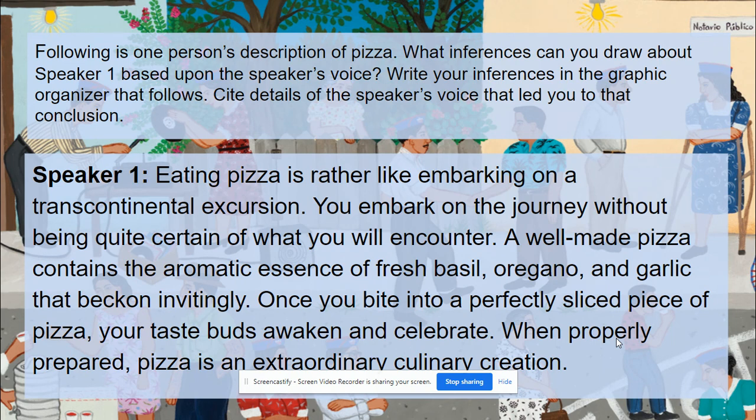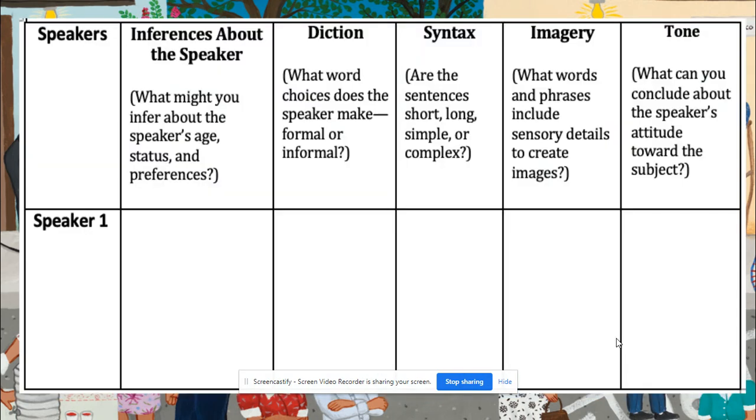Eating pizza is rather like embarking on a transcontinental excursion. You embark on the journey without being quite certain of what you will encounter. A well-made pizza contains the aromatic essence of fresh basil, oregano, and garlic that beckon invitingly. Once you bite into a perfectly sliced piece of pizza, your taste buds awaken and celebrate. When properly prepared, pizza is an extraordinary culinary creation.